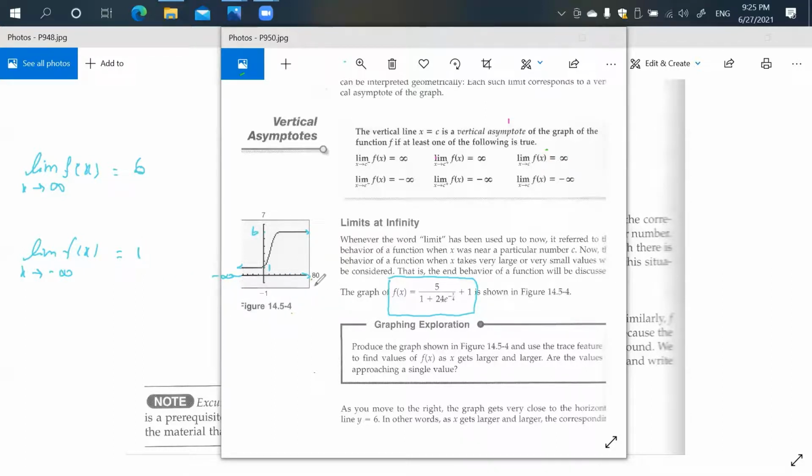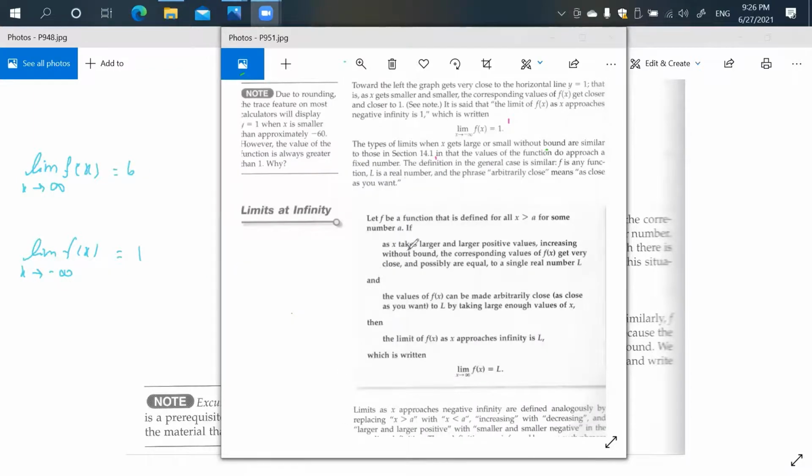Okay, this one just learn how to read if they approach plus infinity and negative infinity according to the graph. From the previous example we just finished learning, right? Now we can conclude the limit at infinity, right? The definition of limits at infinity. So actually exactly the same as the definition of limit. But now only is that x greater than a. Okay, let f be a function that is defined for x greater than a for all number a.